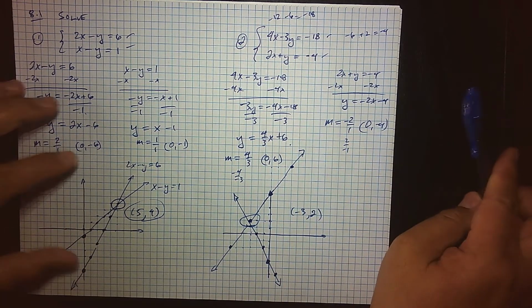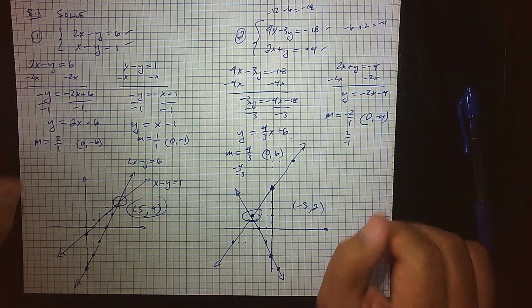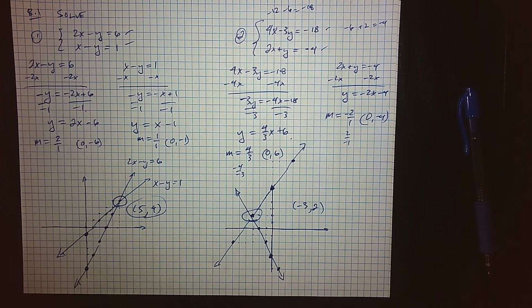So that's how you solve a system by graphing. Graph both lines, see where they cross, and that's your solution point. Right? We'll continue to work some more examples.